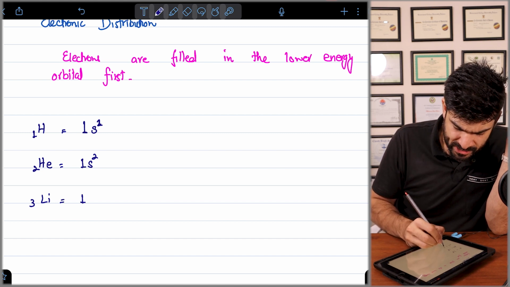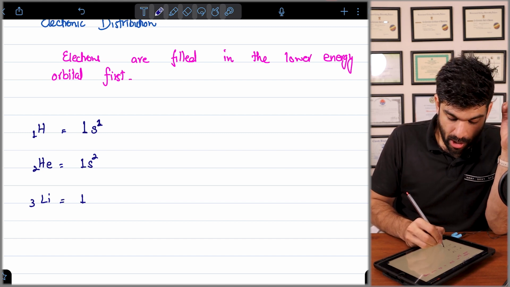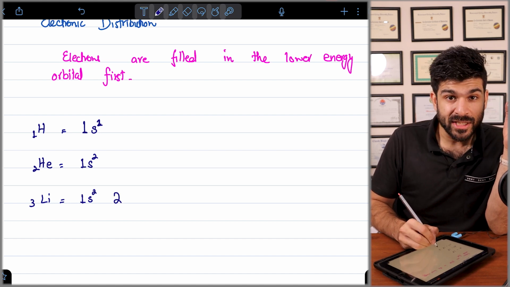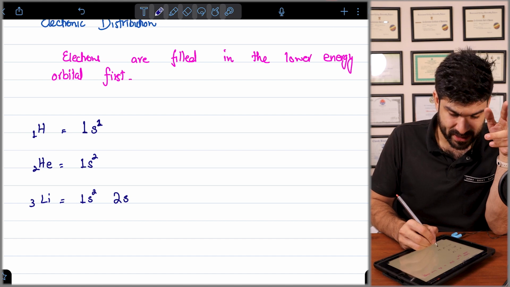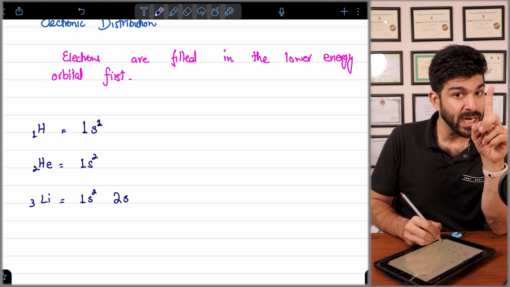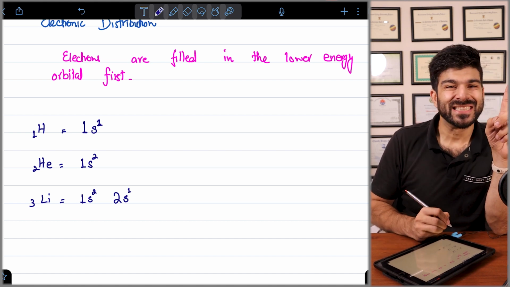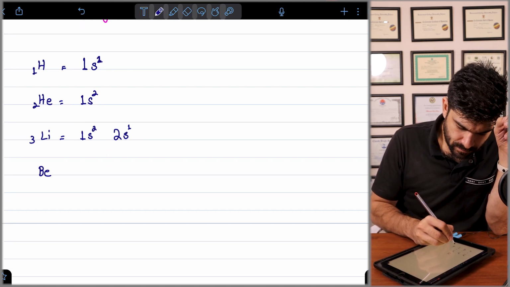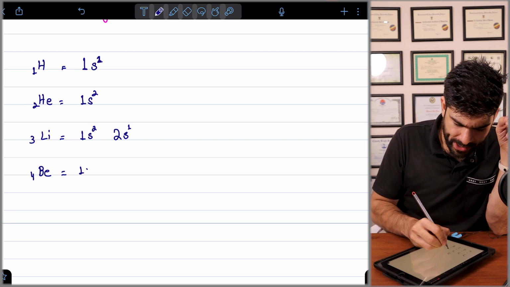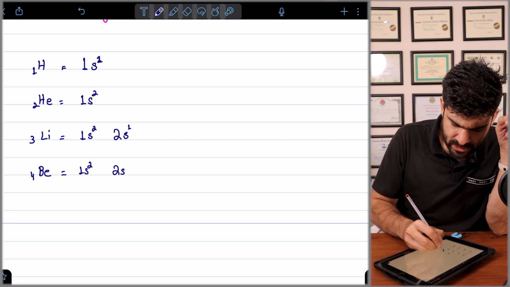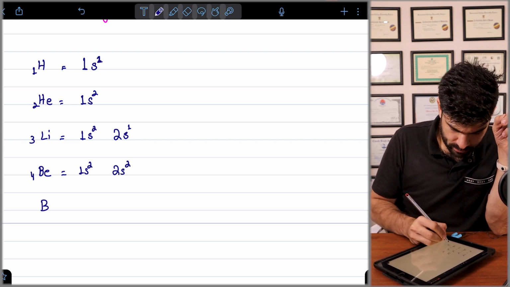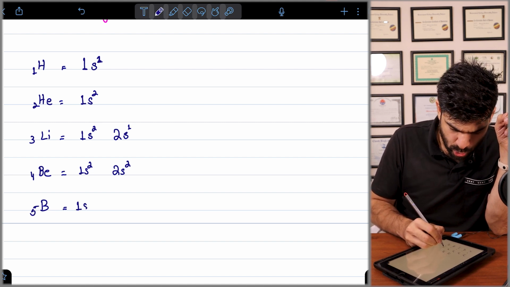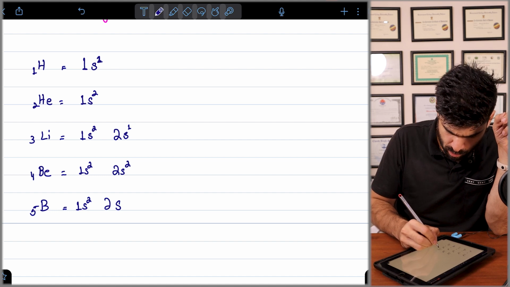Talking about lithium, we have 3 electrons. First, they are going to fill 1s2. Then we will jump on to the next shell and next orbital, 2s. But we are only left with 1 electron. So 2s1, that's lithium. Beryllium, 4. 1s2, 2s2. Boron, 5 electrons. So obviously 1s2, 2s2.